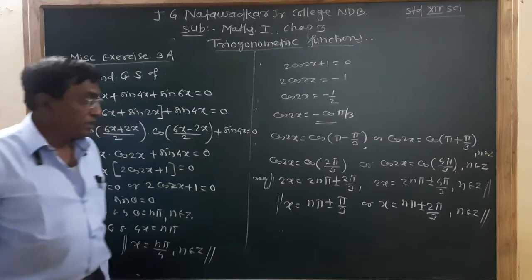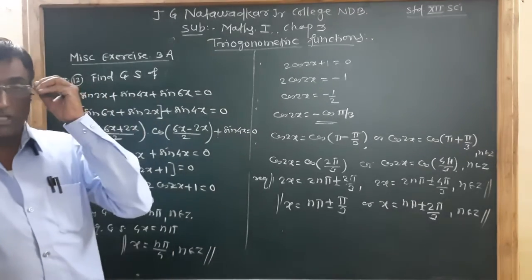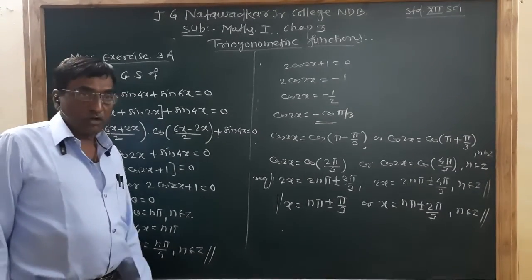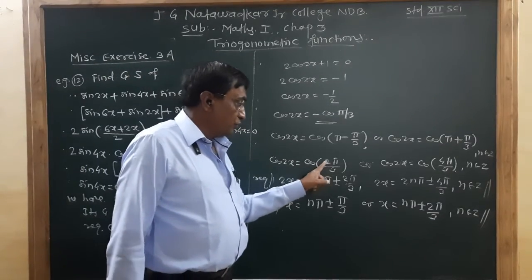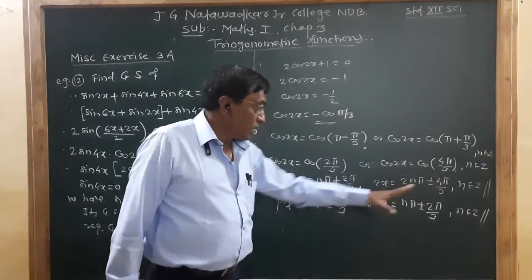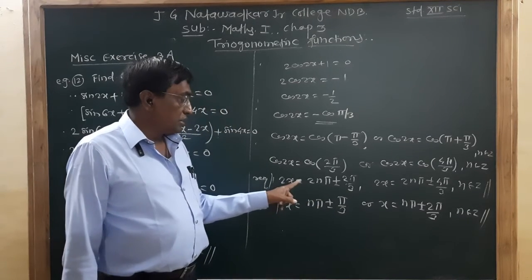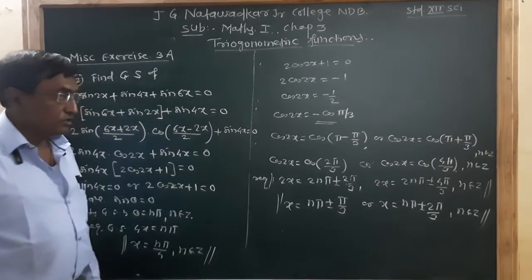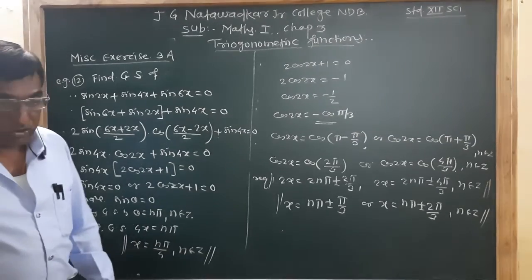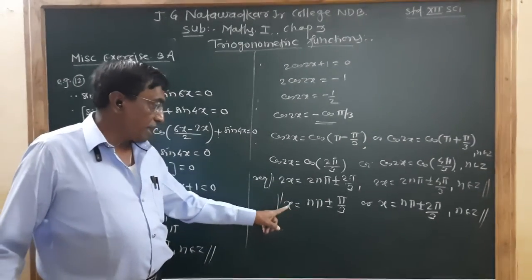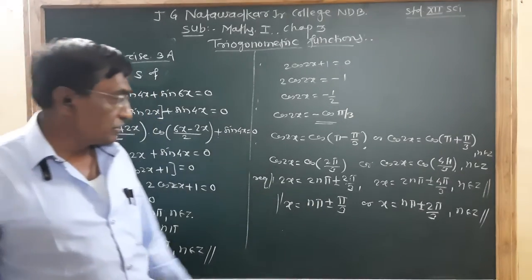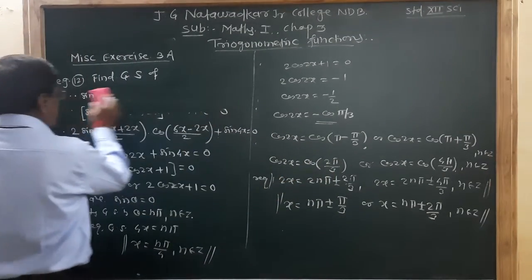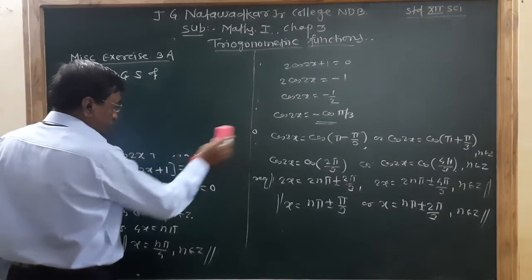So we get directly cos θ = cos α, and you know the general solution of cos θ = cos α is θ = 2nπ ± α. I will compare, taking α as 2π/3 the first time and 4π/3 the second time. The required general solution will be 2x = 2nπ ± 2π/3 or 2x = 2nπ ± 4π/3, n belongs to Z. Dividing both sides by 2, we get x = nπ ± π/3 or x = nπ ± 2π/3, n belongs to Z. And this is the general solution of the given equation.